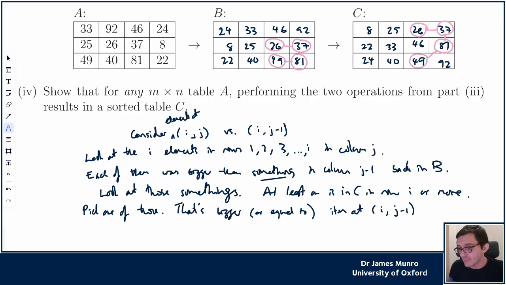And this is true for any I and J. I suppose I need J to be bigger than or equal to 2, so that I'm talking about actual columns that exist, counting from 1. But that's enough to prove that the rows are sorted. And if the rows are sorted and the columns are sorted, then the table is sorted.